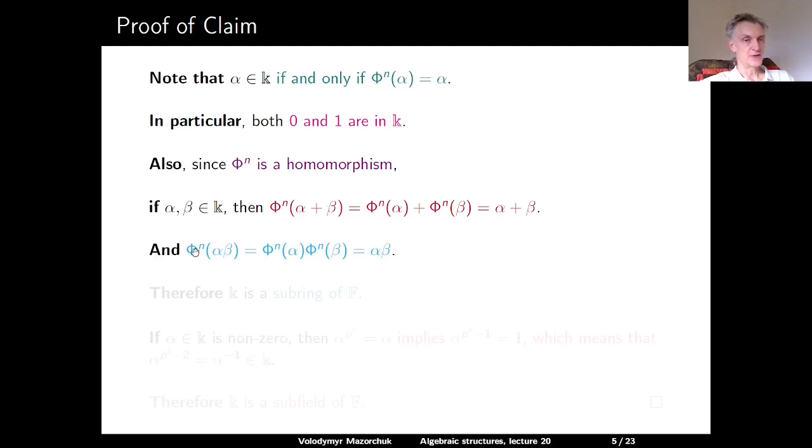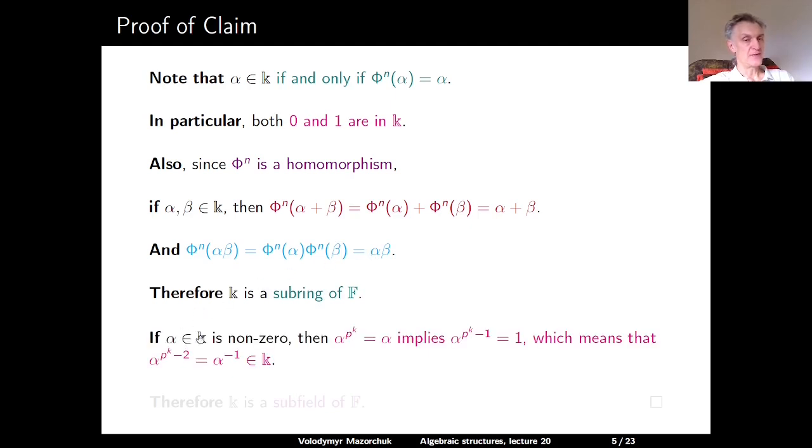Similarly, applying phi to the power n to the product of alpha and beta, we get phi to the power n of alpha times phi to the power n of beta, which is equal to alpha beta. So k is closed under the product of two elements. So this implies that k is a subring of F.